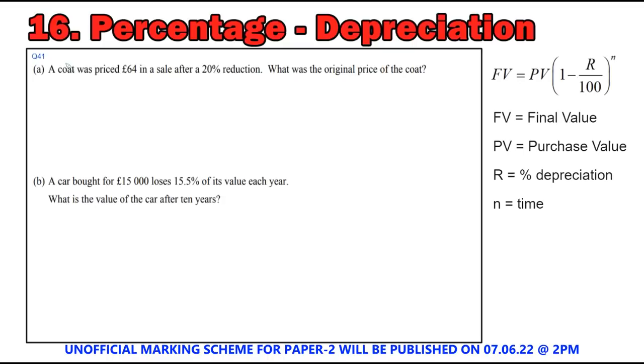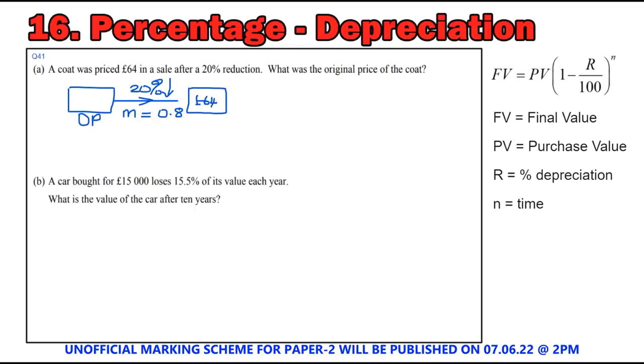A coat was priced at 64 in a sale after 20% reduction. What was the original price of the coat? So this is a straightforward percentage question. So we don't know the original price. So we put OP, original price is unknown, and the coat is now 20% reduction. So reduction means the multiplier is 100 take away 20 is 80. So 80 divided by 100 is 0.8 is the multiplier, and the sale price is given as 64.